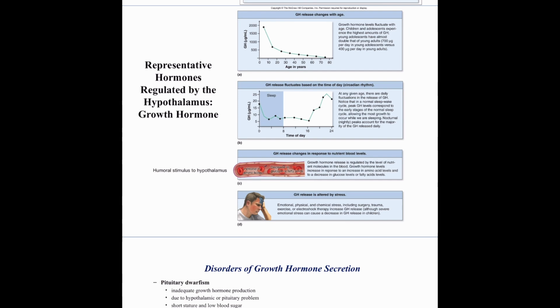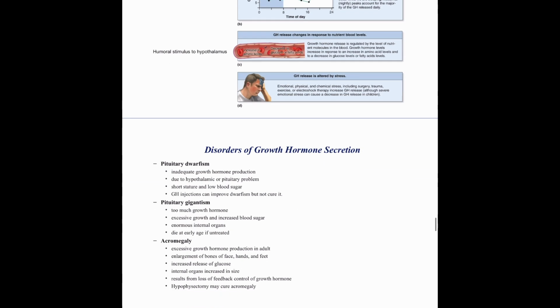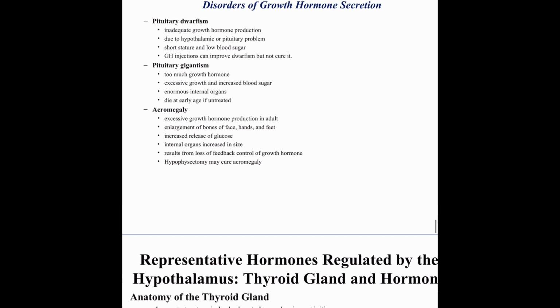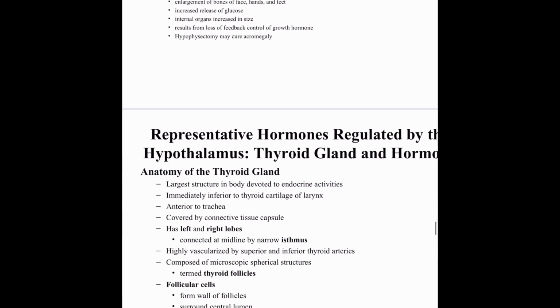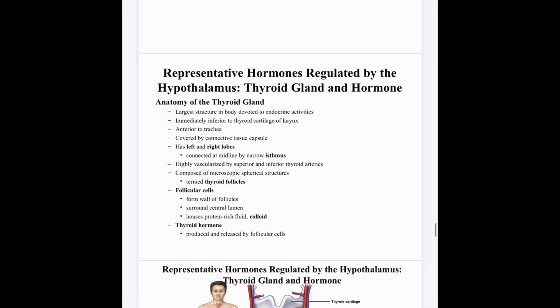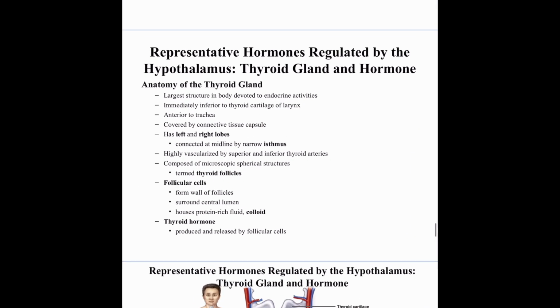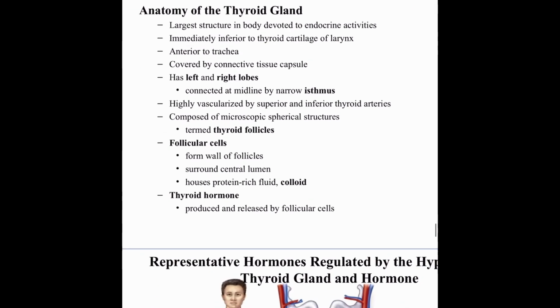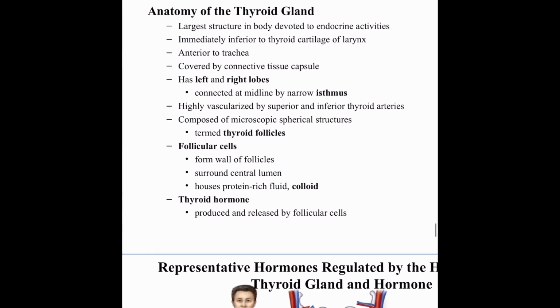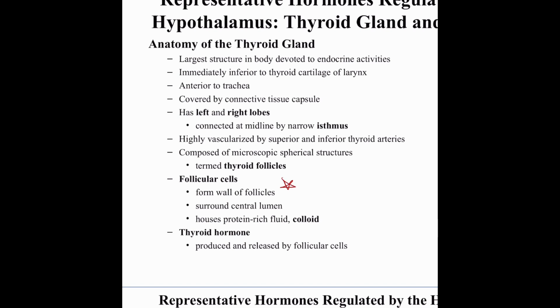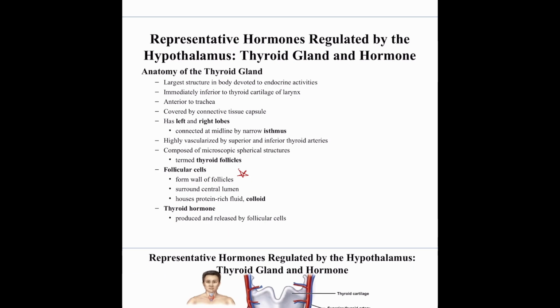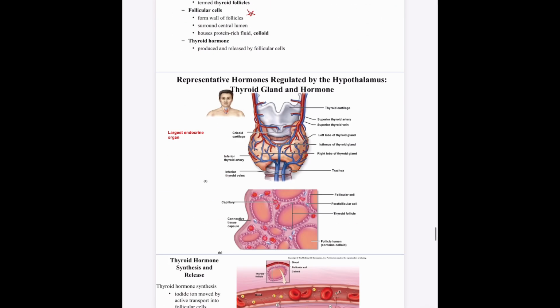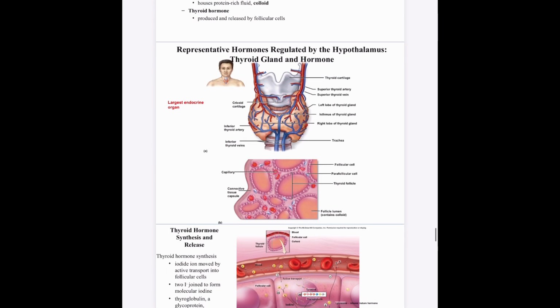Representative hormones regulated by hypothalamus. Growth hormones. So again, just review. Disorders are like pituitary dwarfism, gigantism, things like that. Anatomy of the thyroid. Okay, let's see. The main thing I would say here is the follicular cells, I believe, which I would pay some extra attention to. I believe we'll get into the mechanisms for thyroid hormone synthesis and release.